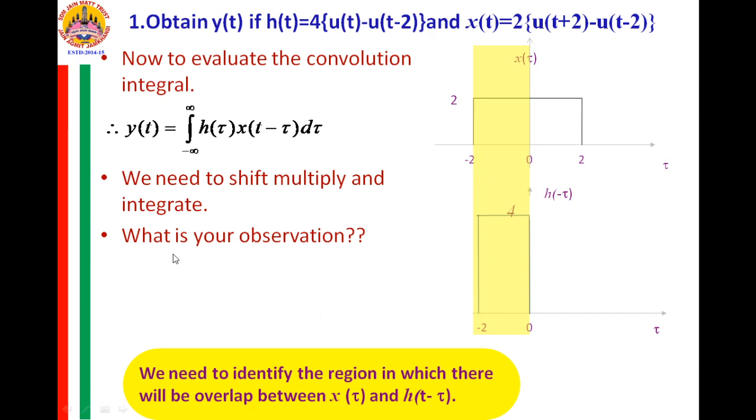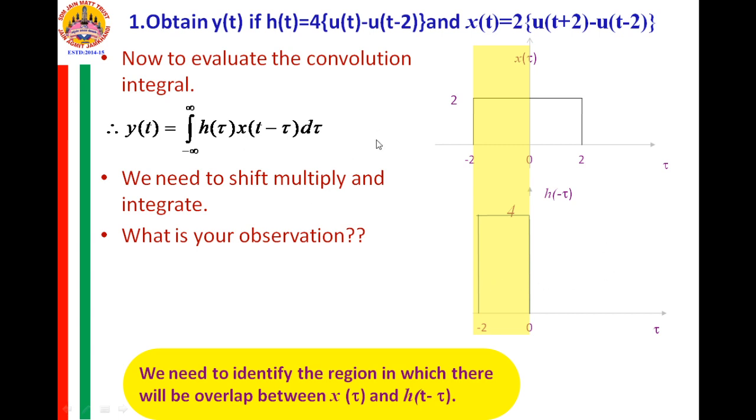Beyond this, to this side, you observe that x of tau and h of t minus tau do not overlap with each other, and this product x of t minus tau and h of tau is 0. So this integration also will be 0. So for t less than minus 2, this integration is equal to 0. So y of t is definitely 0.